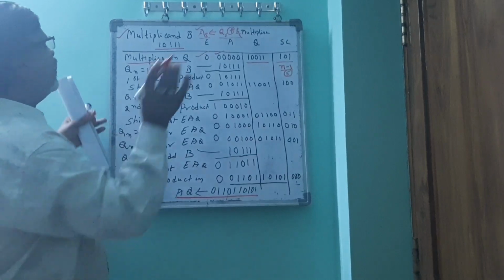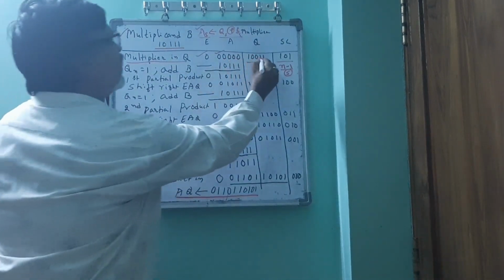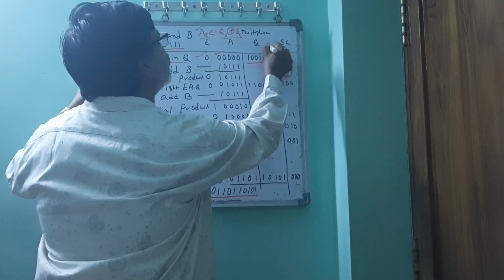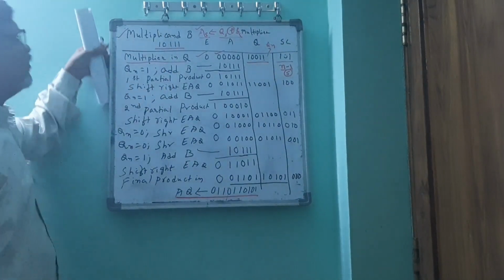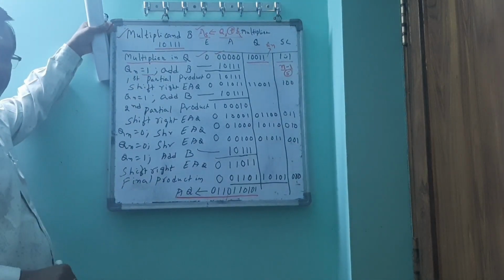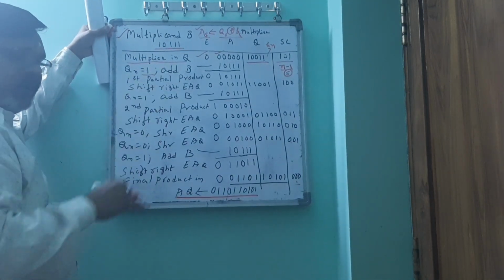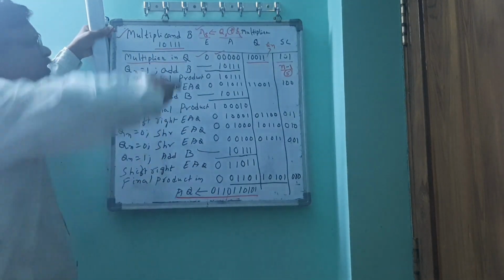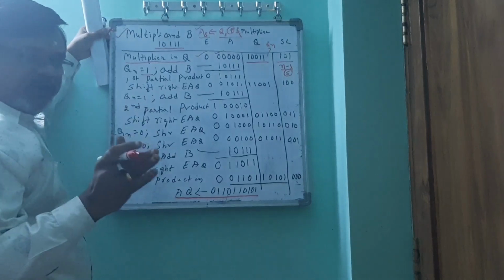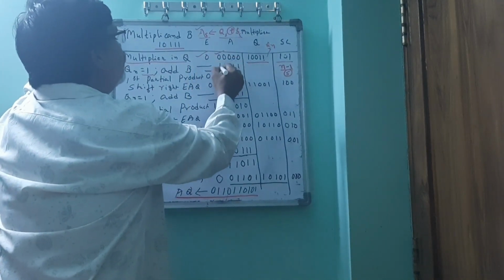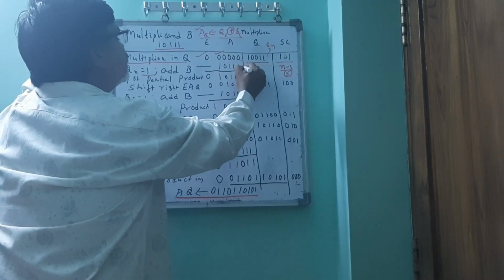Now the first step, we'll check what the Qn value is. This will be stored in Qn. The Qn value is 1. When the Qn value is 1, what we did in the flowchart is EA equals A plus B. EA is equal to A plus B.